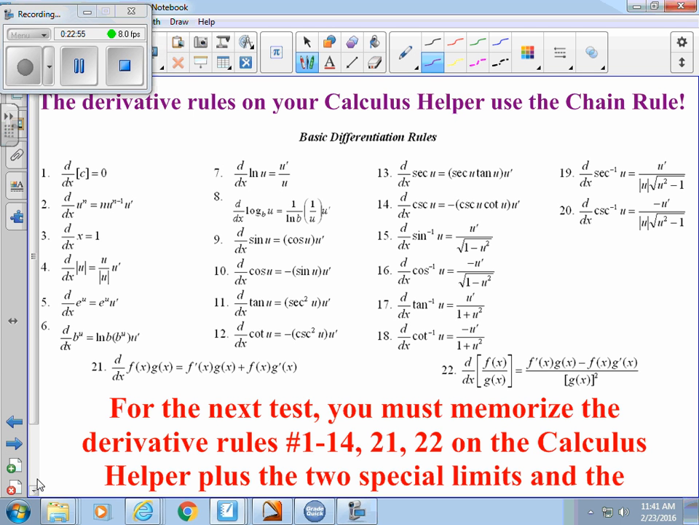Okay, I'm going to bring your attention now to your calculus helper and teach you how to read it. If you will, look at the derivative rules.